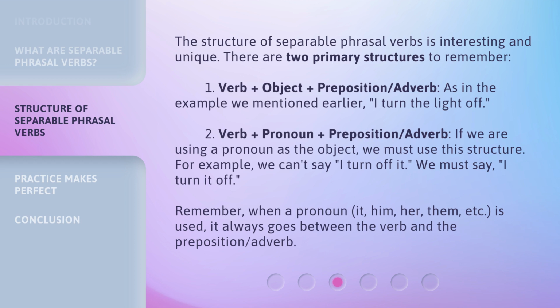For example, we can't say, I turn off it. We must say, I turn it off. Remember, when a pronoun, it, him, her, them, etc., is used, it always goes between the verb and the preposition, adverb.